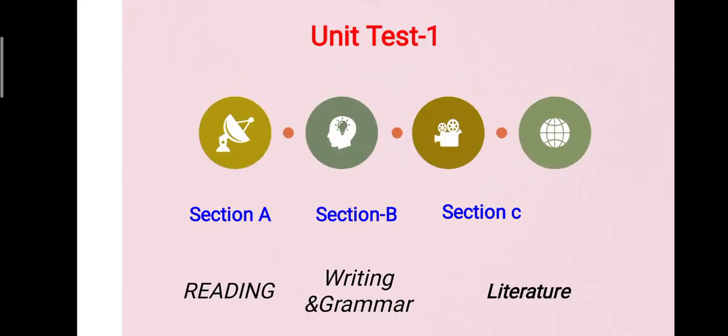So unit test 1. Unit test 1 has 3 sections: section A, section B, and section C. Section A has reading comprehension, and section B has writing and grammar, and section C has the literature part. So the unit test 1 question paper consists of 3 sections, totally for 40 marks.